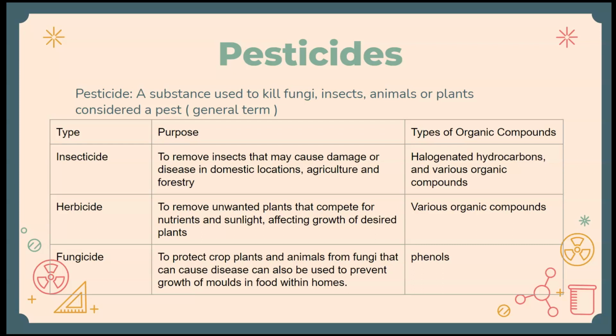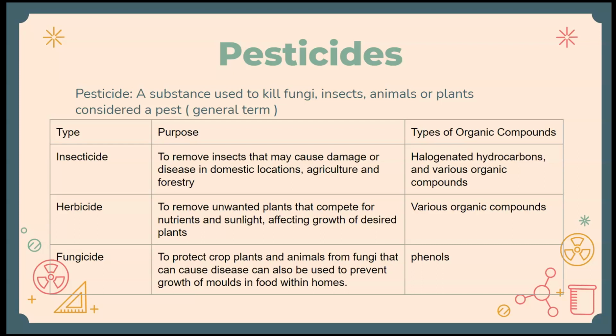So a pesticide is essentially a substance that's meant to kill fungi, insects, animals, or plants, anything that we would consider a pest. The three broad categories we have are insecticides, herbicides, and fungicides. If you look at the root word of each, insect, herb, and fungi, it tells you which it's trying to get rid of.